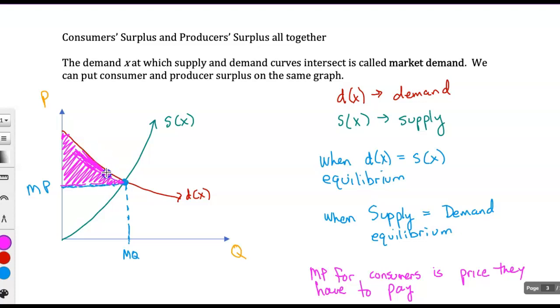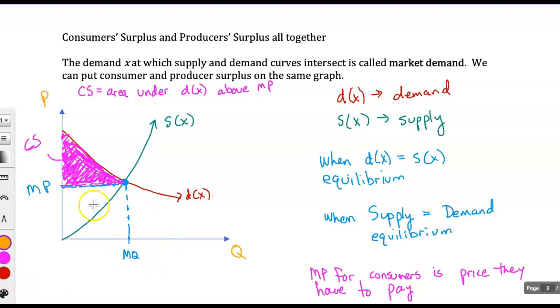So this pink area, this is consumer surplus. So the area between the demand curve and the market price. So consumer surplus is the area under demand but above market price. So this is, I was willing to pay all of this. I only had to pay the market price. So this is my consumer surplus.